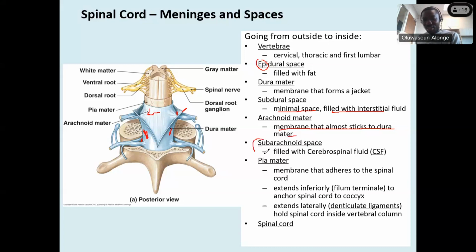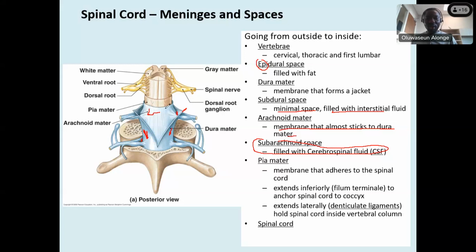Now, this space is very important. That is where you have the CSF, which I talked about in the last video, cerebrospinal fluid. Now, I told you the cerebrospinal fluid helps to cushion, to give buoyancy to the brain and the spinal cord. It's in both areas. This orientation is the same for the brain as well.